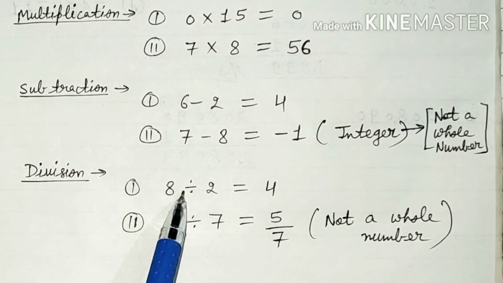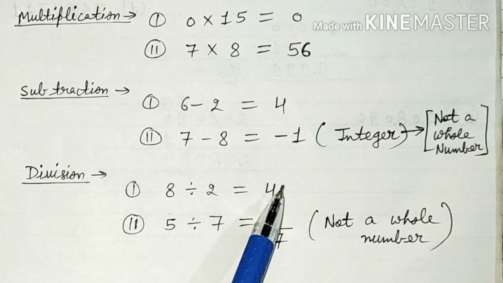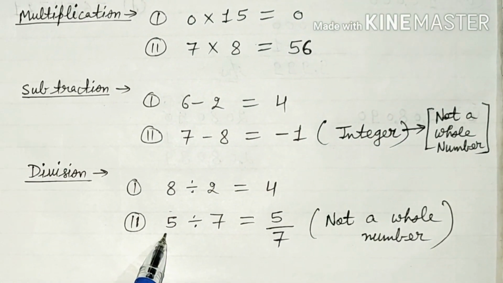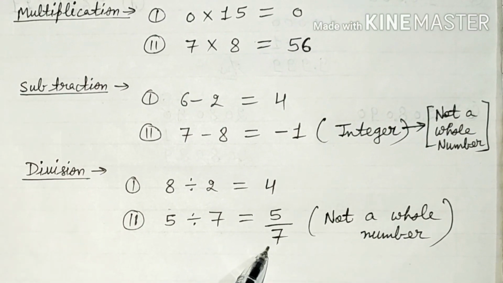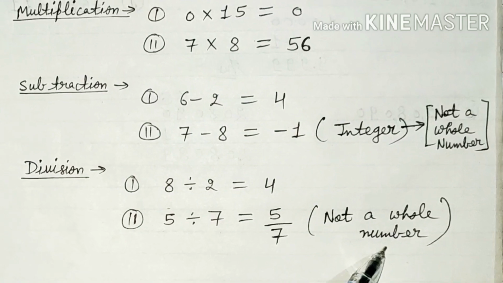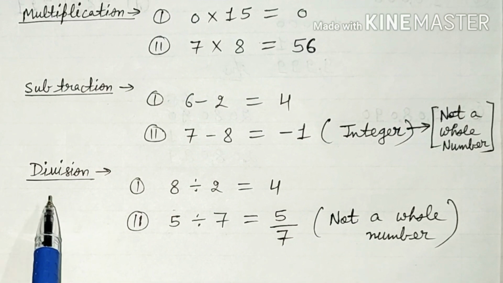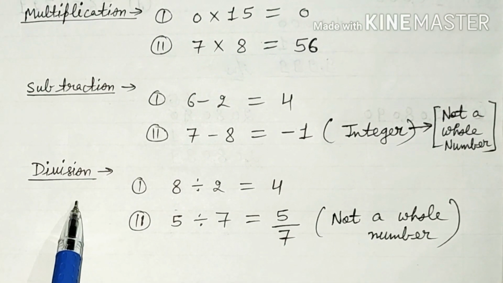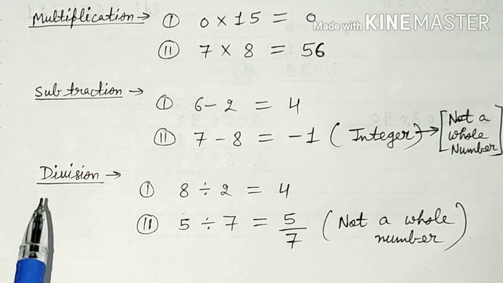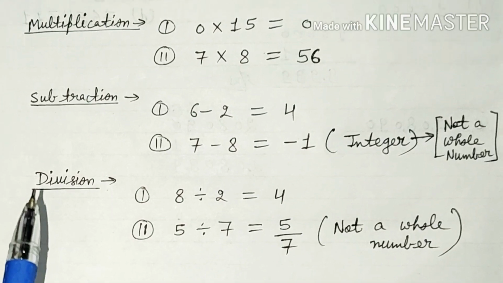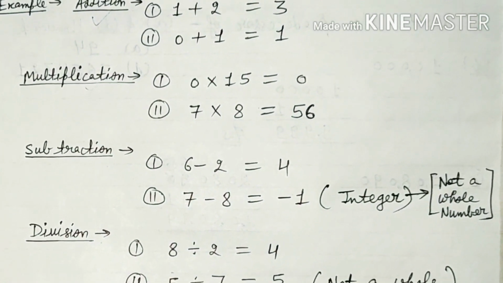Now division. When we divide 8 by 2, we will get 4, which is a whole number. But when we divide 5 by 7, we will get 5 upon 7, which is a fraction, and a fraction is not a whole number. So in the same manner, this closure property is not applicable in the division operation. So closure property is applicable only in the case of addition and multiplication.